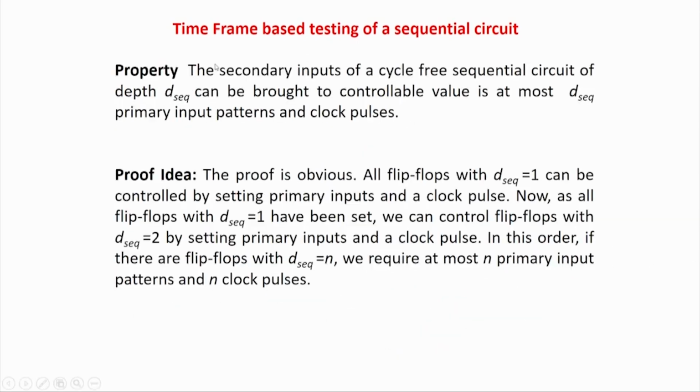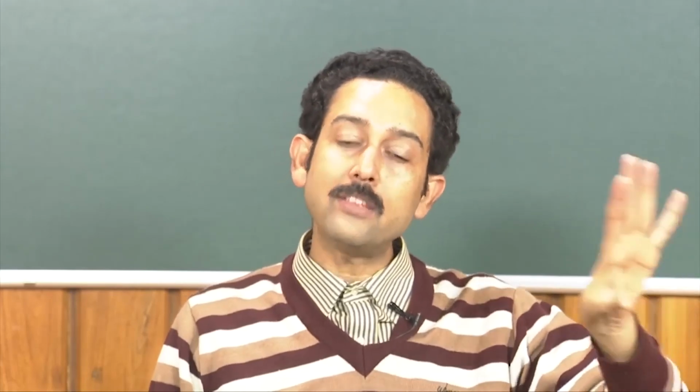So what it says, the secondary inputs of a cycle free sequential circuit of depth D sequence can be brought to a controllable value in at most D sequence input patterns and clock pulses. That is how, basically, if some flip flop is there at D sequence level, so its output can be controlled, then you have to control all other flip flops which are at the level D sequence minus 1.